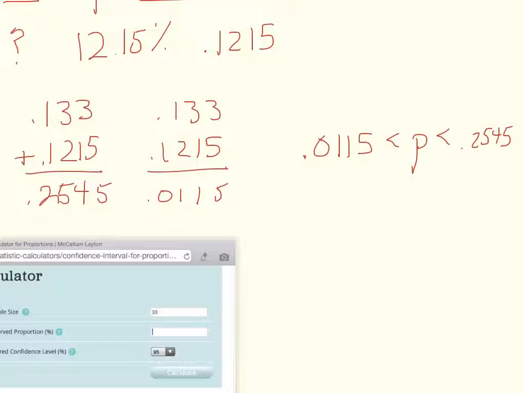There's a couple reasons why. One, we used a 95% confidence level. If we wanted a smaller interval, then we'd use a lower confidence level. And one of the reasons it's so big is our sample size. Our sample size was only 30. That's a very small sample if we're trying to find out something about an entire population. So the bigger the sample size, the more that's going to affect the interval we're working with.